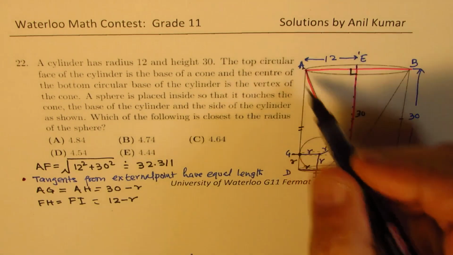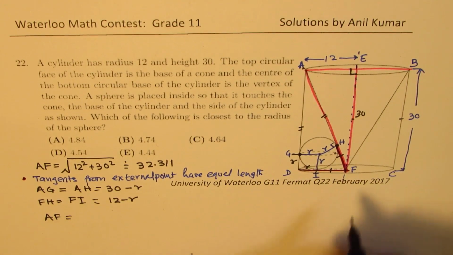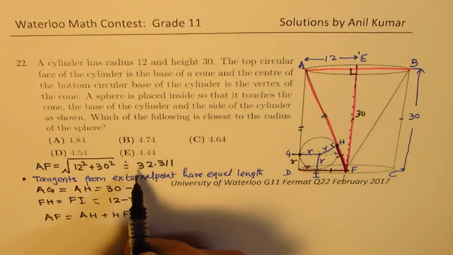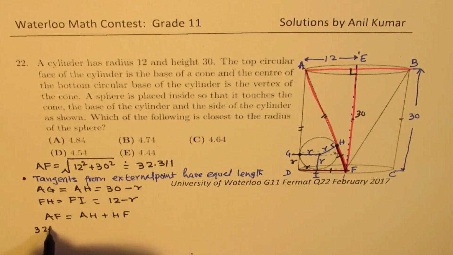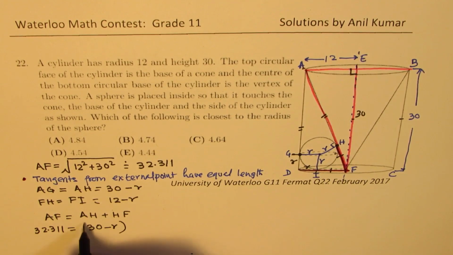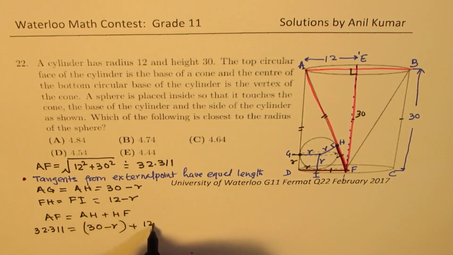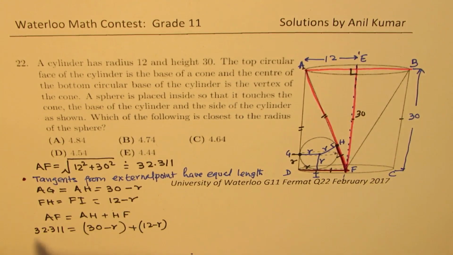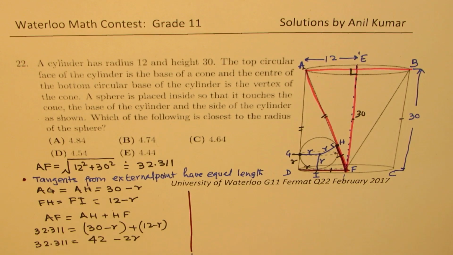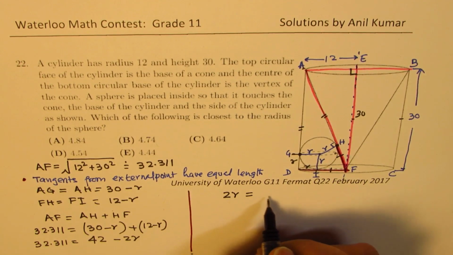As you can see, A to F is the sum of A to H and H to F. A to F, which we calculated as 32.311, should be equal to A to H, which is 30 minus R, plus H to F, which is 12 minus R. So we get our equation: 32.311 is equal to 42 minus 2R. That should help you find the correct answer. We can take this to the other side, so 2 times R is equal to 42.